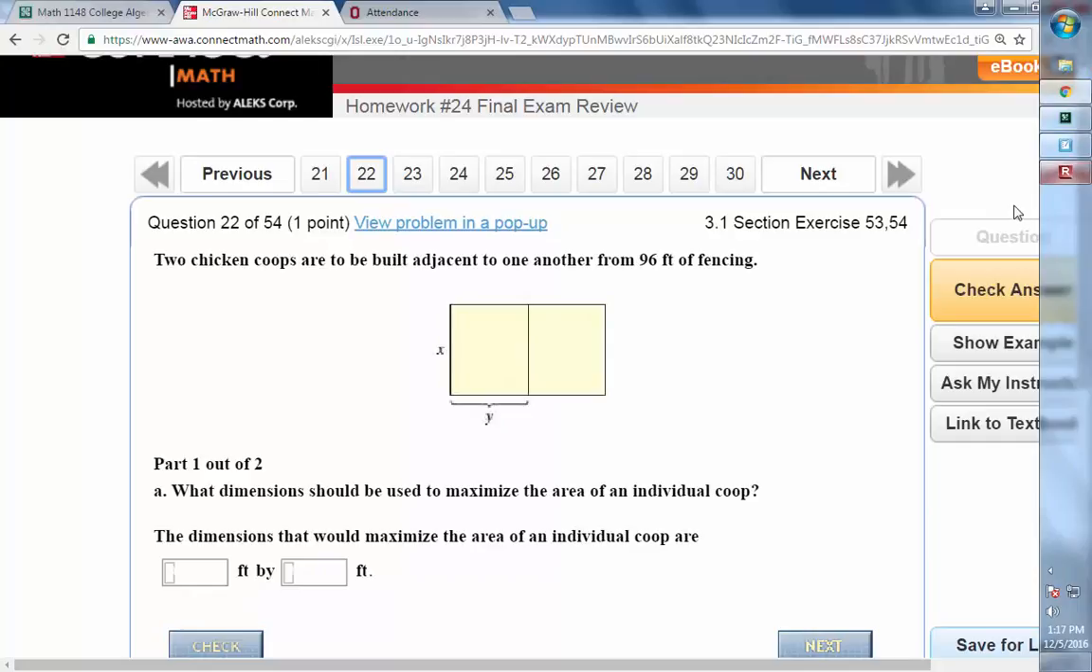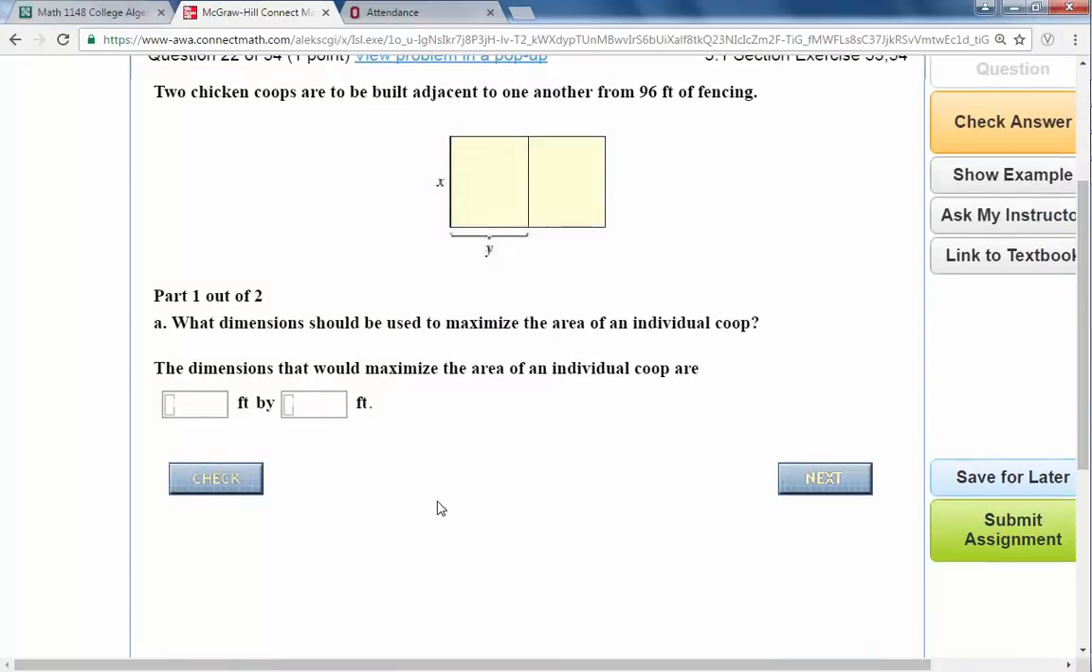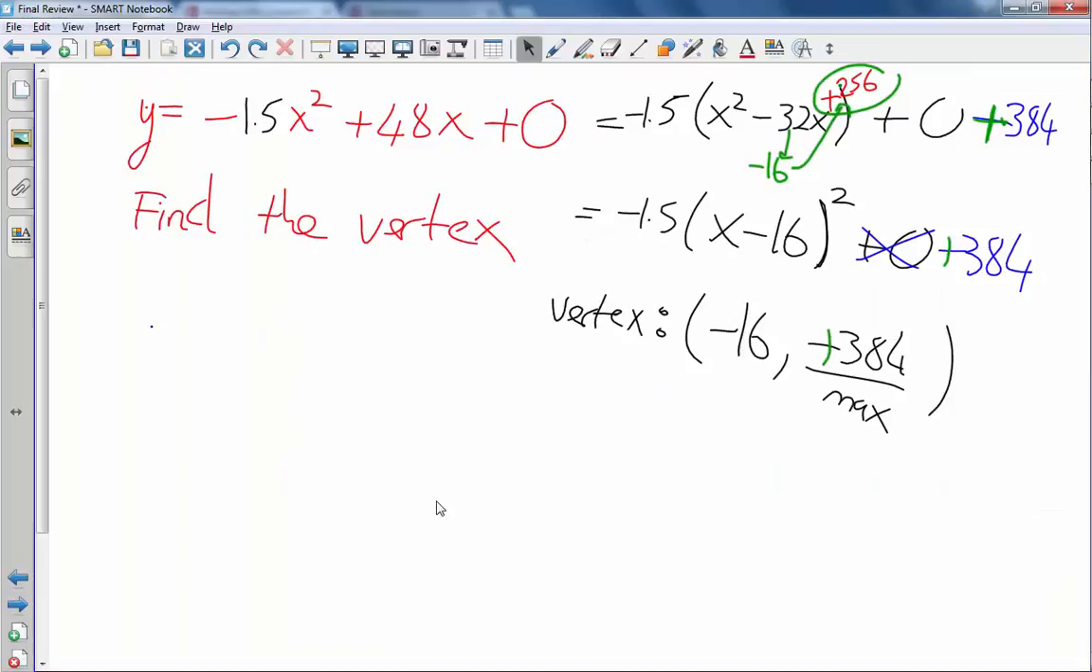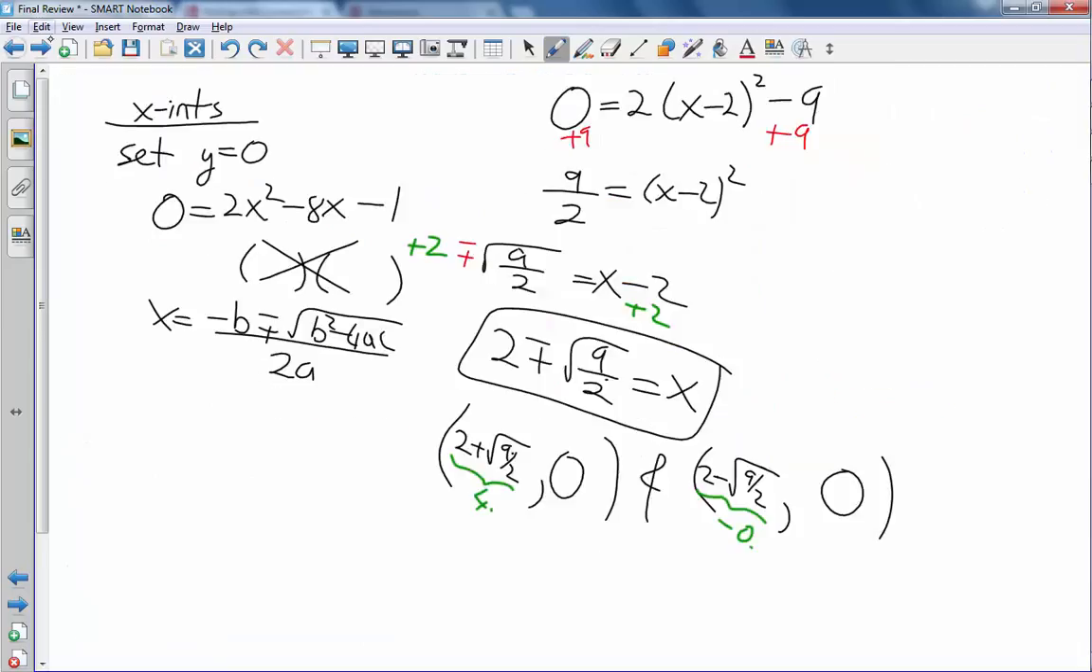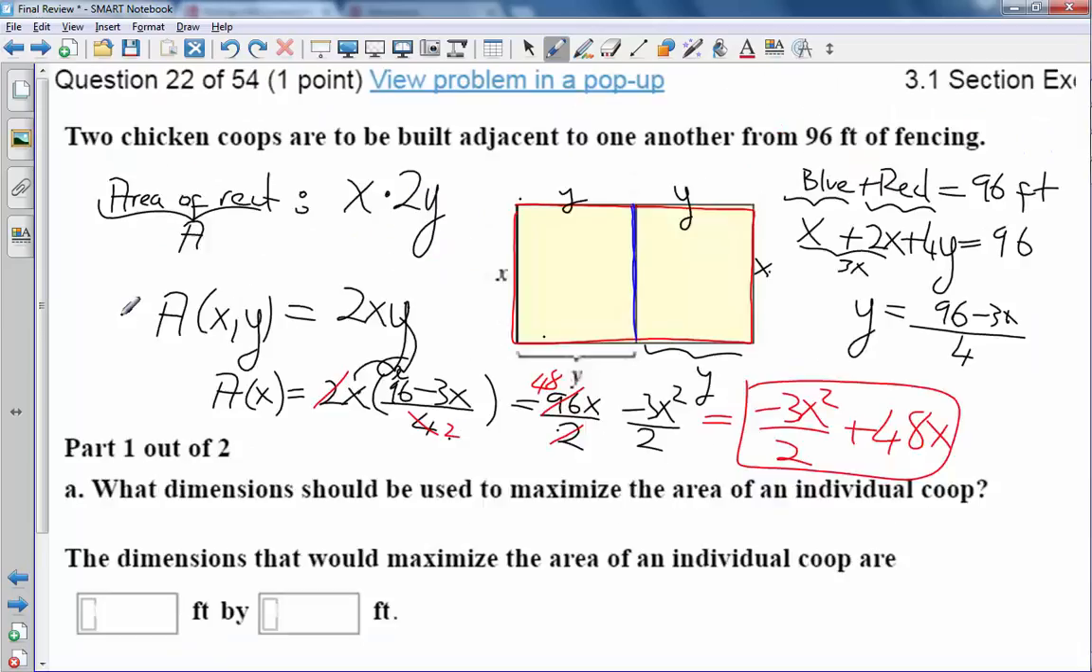Oh, it says what dimensions. This is the area we got. But what does 16 stand for? What is 16? It's x, right? Good. It's x. But what does x stand for in the question? What is x? Width. Yeah, it's the width. So you found the width. How can you find the length?